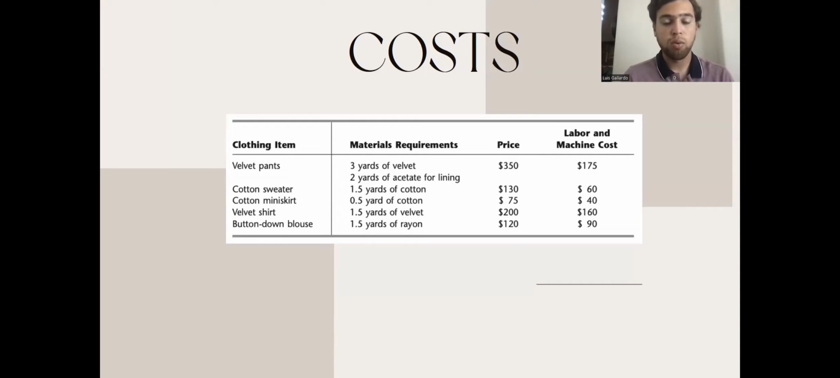Next is the cotton sweater, which requires 1.5 yards of cotton, $103 is the price, and it has a $60 labor and machine cost. For the cotton miniskirt, 0.5 yards of cotton is required, with a price of $75 and a labor and machine cost of $40. For the velvet shirt, 1.5 yards of velvet, a price of $200 and a labor and machine cost of $160. For the button-down blouse, 1.5 yards of rayon is the material requirement, $120 for the price, and $90 for labor and machine cost.